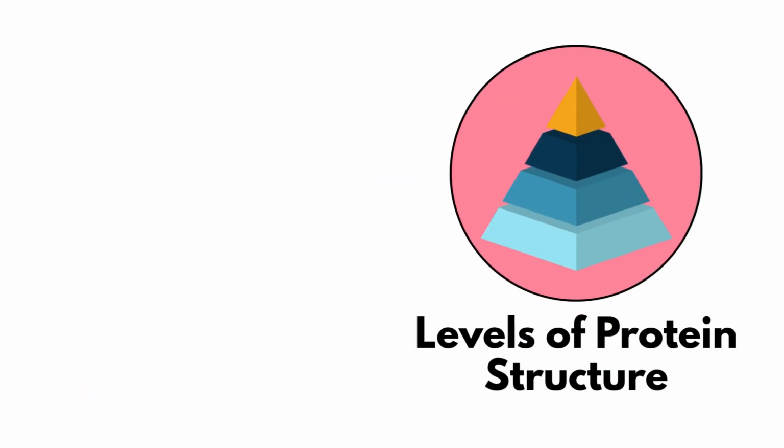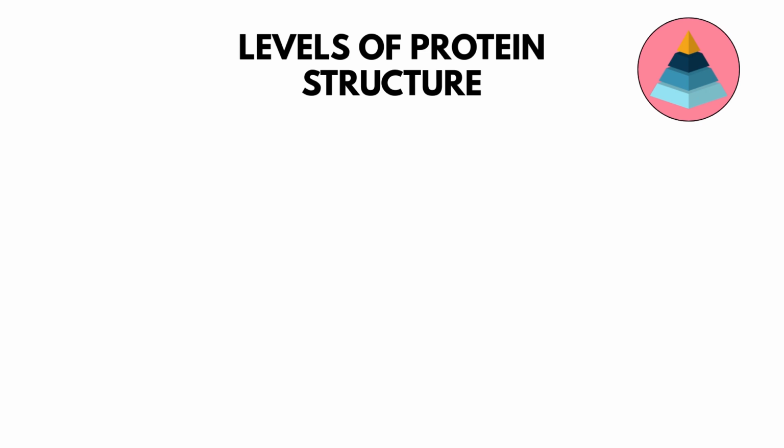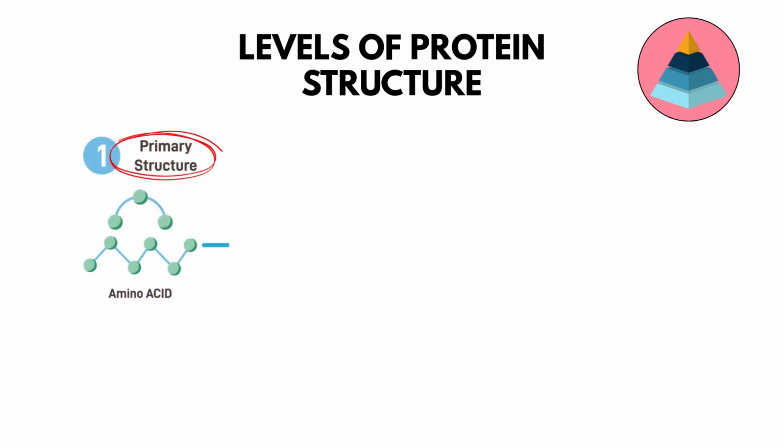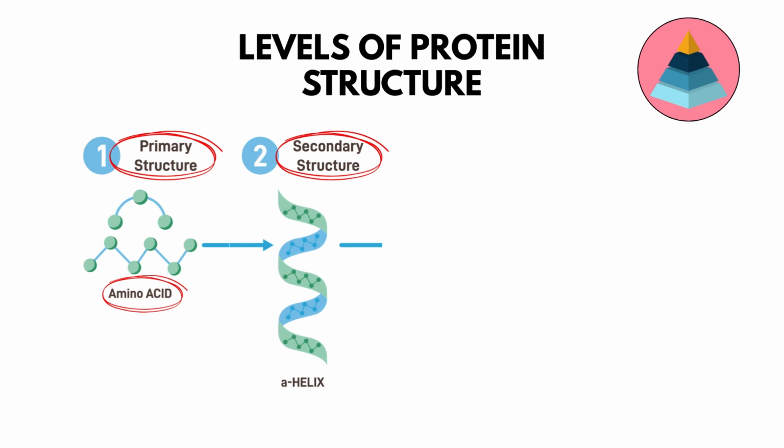Levels of protein structure. Proteins have 4 levels of structure. Primary structure is just the amino acid sequence. The order is everything. Even one mutation can change function, like in sickle cell disease. Secondary structure includes alpha helices and beta sheets. These are stabilized by hydrogen bonds along the backbone. The MCAT often hides this inside passage questions, so keep an eye out.